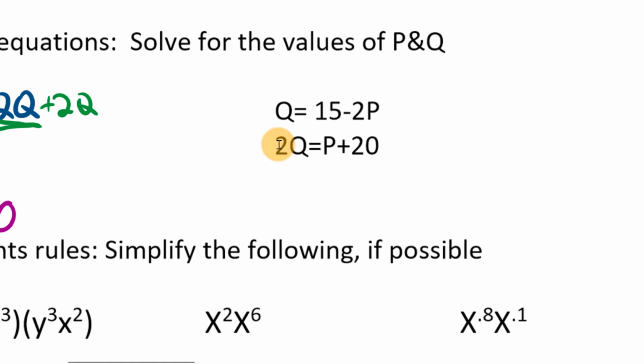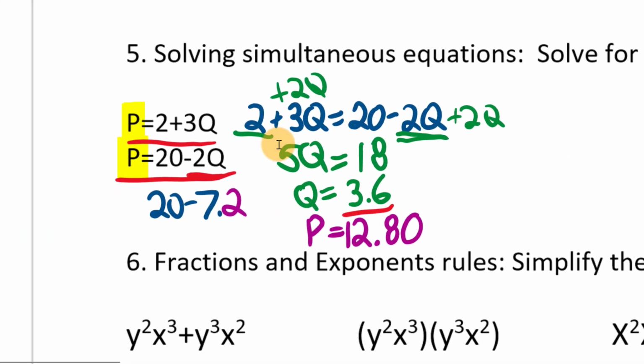One thing we could do here, and I'm not saying this is necessarily the easiest way, I'm just showing you a different way to approach this problem. We know that Q is equal to this part, so what we could do is take 15 minus 2p and plug that into this equation for Q. That's technically what we were doing over here.